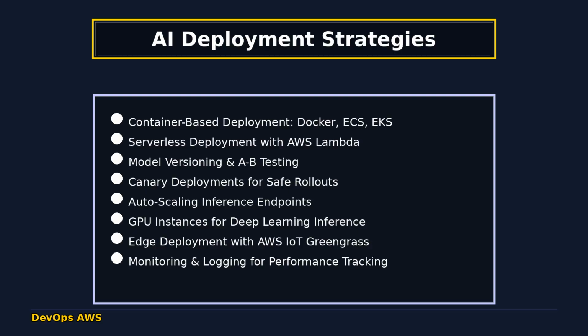Canary deployments for safe production updates. Auto-scaling inference endpoints based on traffic patterns. GPU instances for deep learning model inference. Edge deployment with AWS IoT Greengrass for on-device inference. Monitoring and logging for model performance tracking. CI/CD pipelines for automated model deployment.